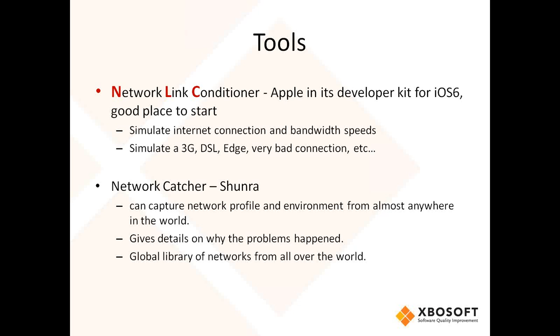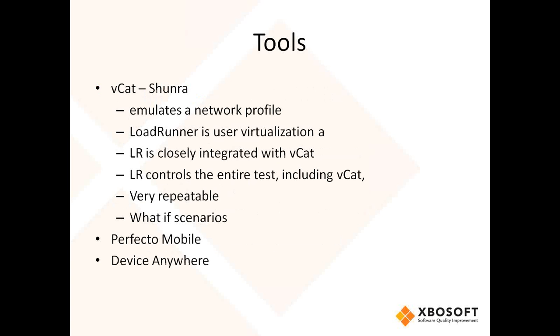Now, if you have Android or other devices, such as the iPhone or Nokia, then you can use the Shunra network catcher, which works very well. It can capture a network profile and environment connections from anywhere in the world. It gives details on why the problems happen, and has a global library from all over the world. It works with VCAT, which is also from Shunra. It emulates the network profile, and integrates very nicely with LoadRunner.